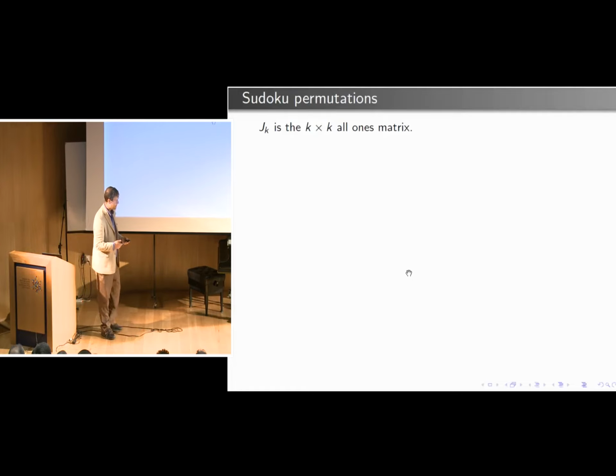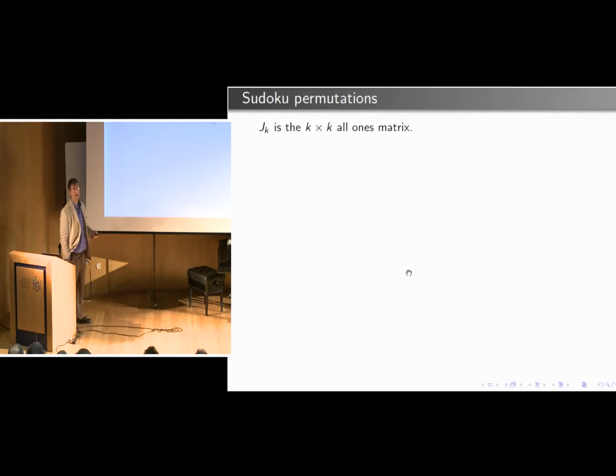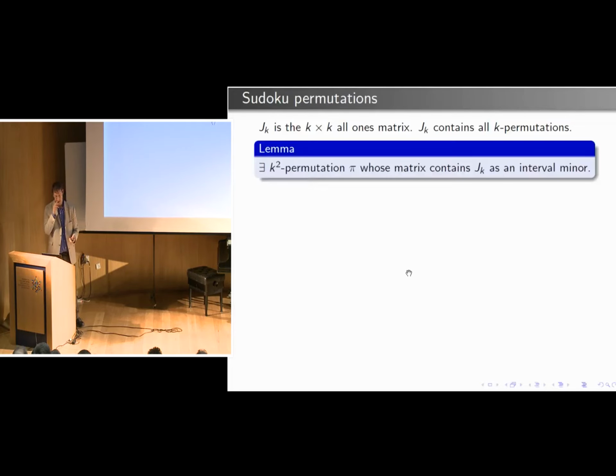Okay. So we're going to let the all ones k by k matrix be denoted by J_k. You can notice that it contains all k-permutations, right? We have 1s in the corresponding spots because everything's a 1. Of course, the converse is false, but we'd like something in the other direction. Now, the usual containment doesn't work, but what you can show is that there exists a k-squared permutation matrix, and k squared is tight here. This is a simple lemma, whose matrix contains J_k as an interval minor.